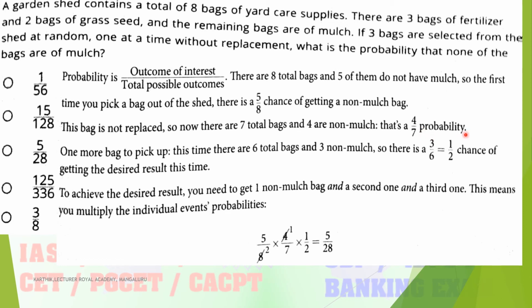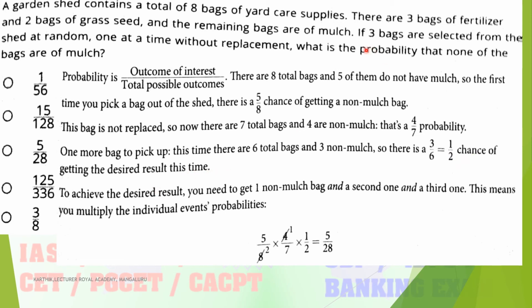4 by 7 probability. One more bag to pick up. So a total of 3 bags are picked up. One bag is already picked, and the probability is 5 by 8. After removing one bag, the probability of a non-mulch bag is 4 by 7. One more bag we have to pick. Remaining is how much? 6 bags. In that 3 are non-mulch. So 3 by 6 is equal to 1 by 2, the chance of getting the desired result.